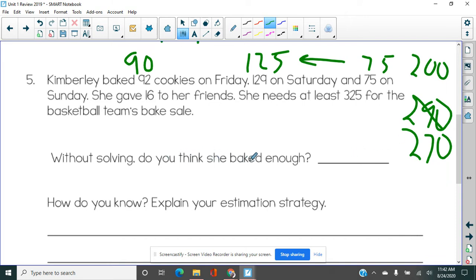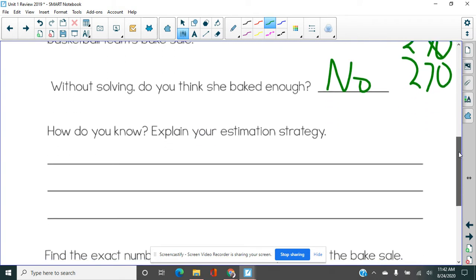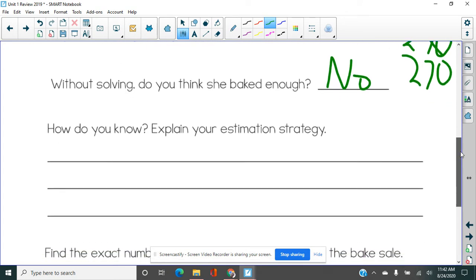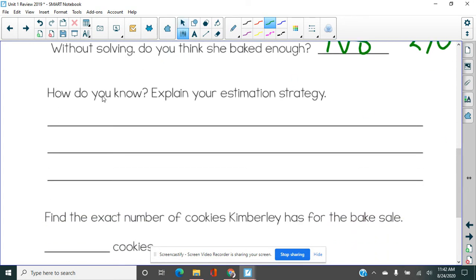So do you think she baked enough? No way, right? She's not even really close. She wants to have at least 325. So our answer here is no. How do you know? Write your estimation strategy. I'm going to do this one here with you. What did we do first? You tell me, what did we do first? Okay, we would write this with a sentence.